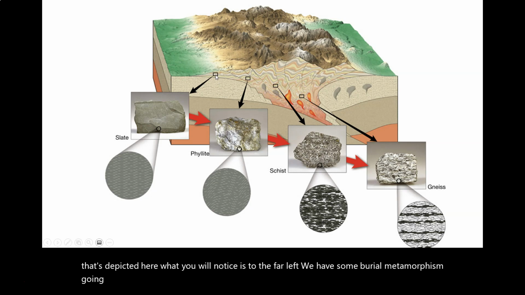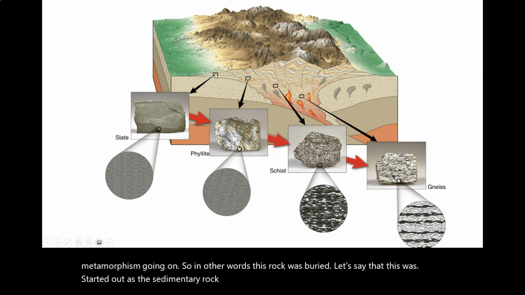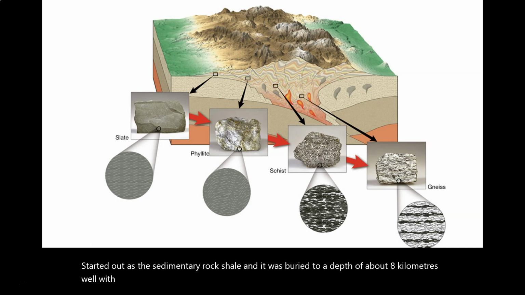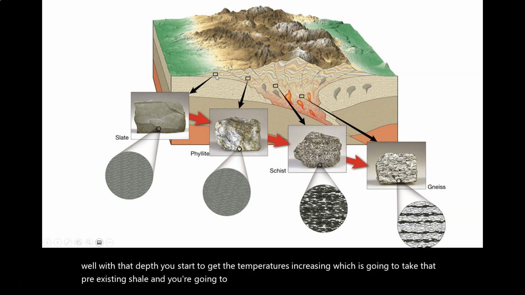So if you look in this environment that's depicted here, what you will notice is to the far left, we have some burial metamorphism going on. So in other words, this rock was buried. Let's say that this started out as the sedimentary rock shale, and it was buried to a depth of about 8 kilometers. Well, at that depth, you start to get the temperatures increasing, which is going to take that pre-existing shale, and you're going to turn it into the new metamorphic rock of slate.